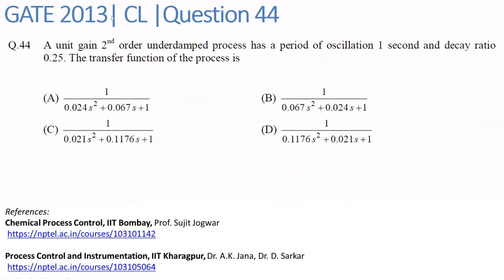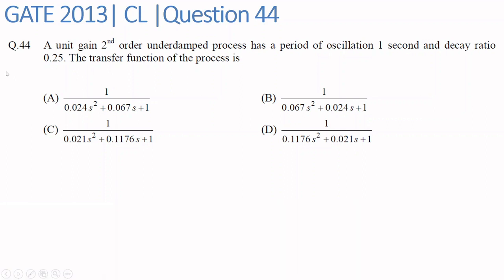Hello everyone. We are solving question number 44 of GATE 2013 Chemical Engineering paper from the subject related to instrumentation and process control. The question is, a unit gain second order underdamped process has a period of oscillation 1 second and decay ratio 0.25. The transfer function of the process is dash.